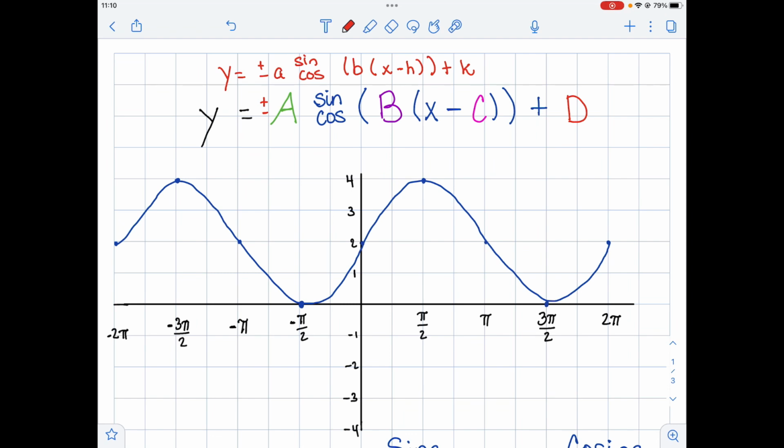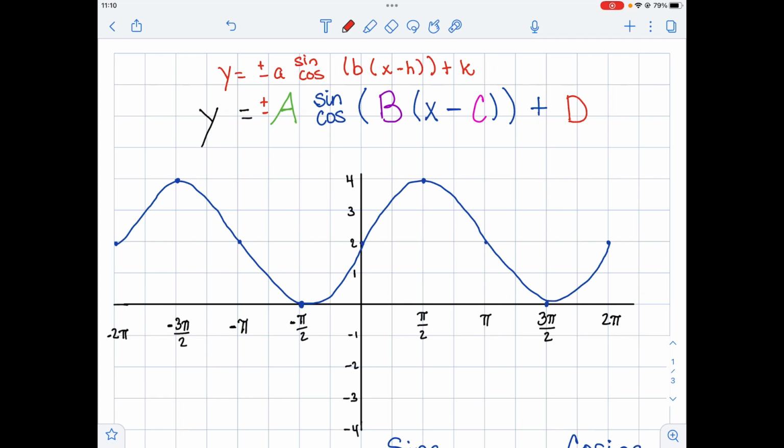Now, in the one we're going to talk about today, we're going to use A, B, C, and D. So C is the same thing as H. It's the horizontal shift. D is the same thing as K, which is the vertical shift, or the midline. And then A is your amplitude, and B has to do with your horizontal stretch and compression, which you have to use your period to find.